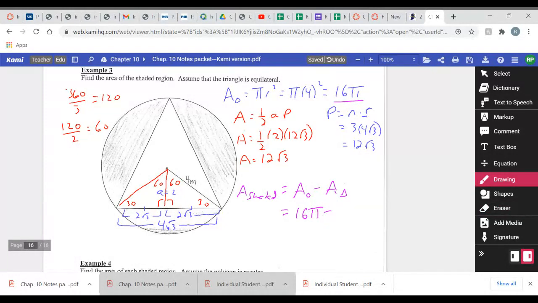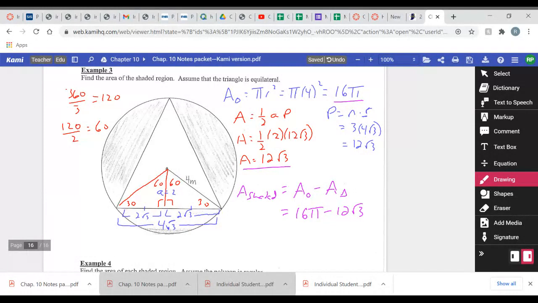Minus the area of the triangle, which we just found is 12 square root of 3 using our 1/2 apothem times perimeter formula. And now I just need to get that typed in the calculator. Again, be careful typing it in. If I don't want to use a lot of parentheses, I'm going to go 16, pi button in my calculator, equals, and then minus 12 square root of 3.